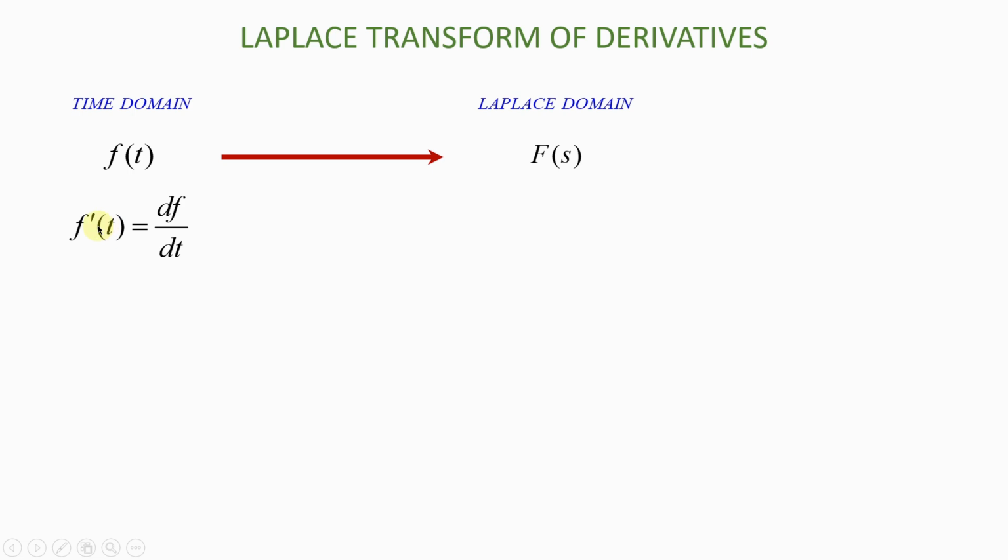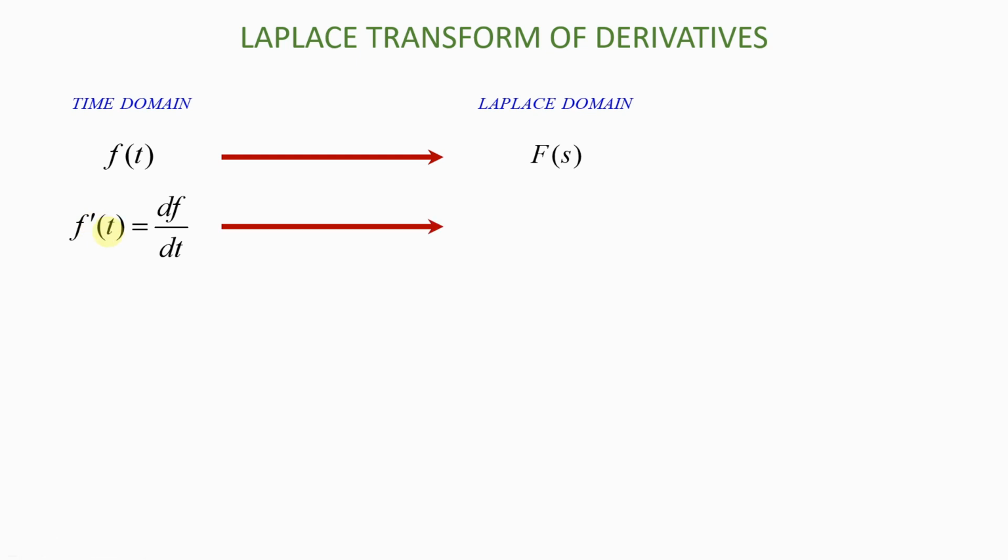You are familiar with this way of writing the derivative from your maths course, okay? And so the first derivative of f with respect to time is df over dt, okay? So that's the first derivative. Now, if we want to take the Laplace transform of the first derivative, what are we going to get?